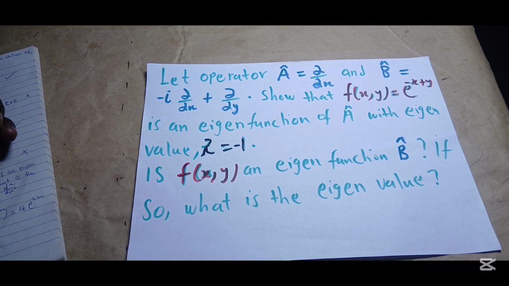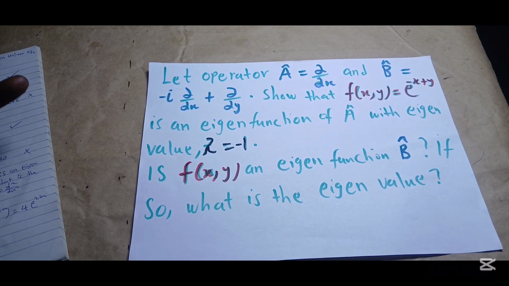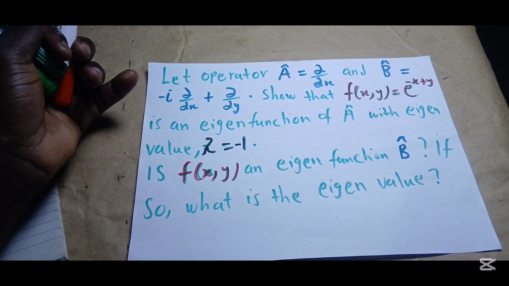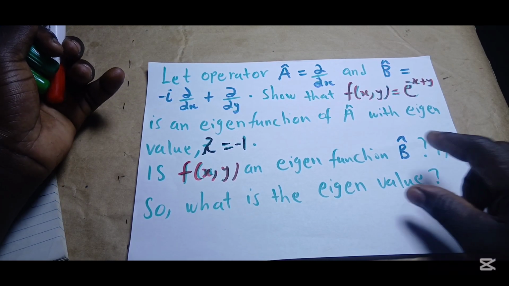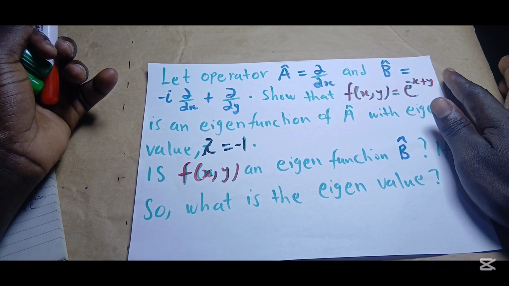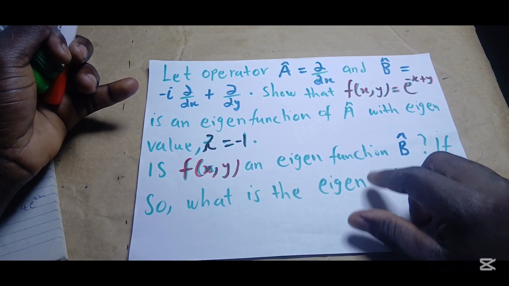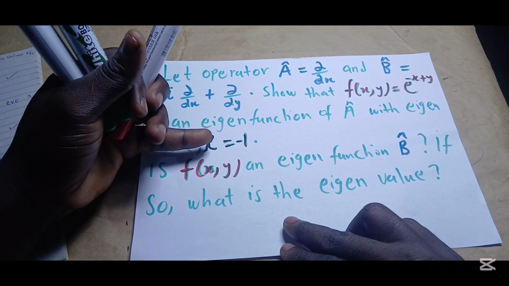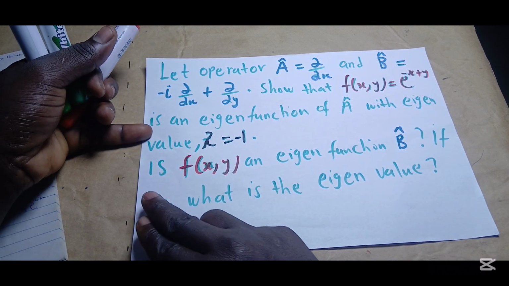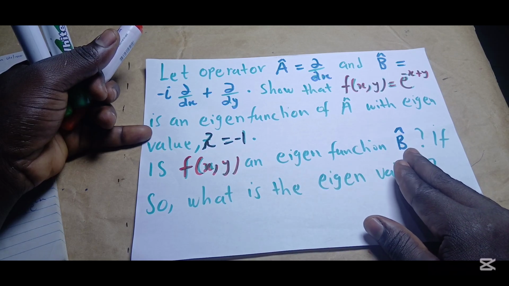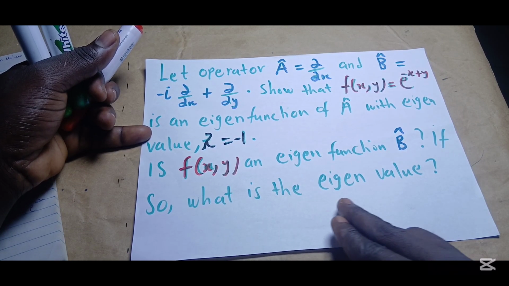Let operator A equal the partial derivative with respect to x, and operator B equal negative i times the partial derivative with respect to x plus the partial derivative with respect to y. Show that the function f of x and y equals e to the power minus x plus y is an eigenfunction of operator A with an eigenvalue lambda equal to -1. Is f of x and y an eigenfunction of B? If so, what is the eigenvalue?